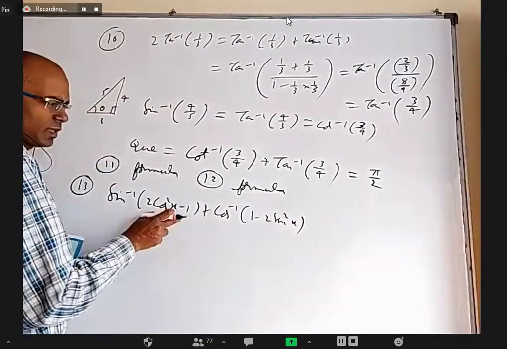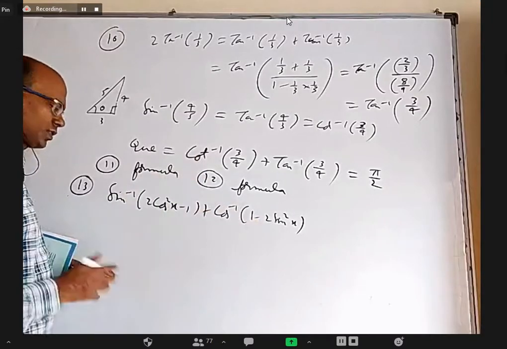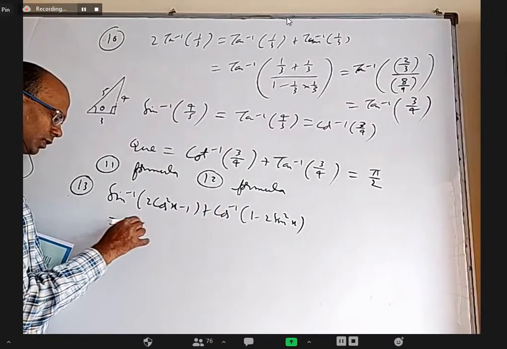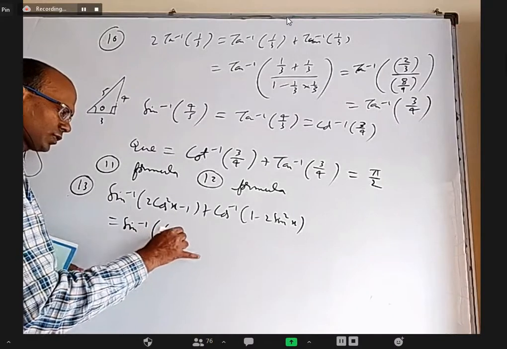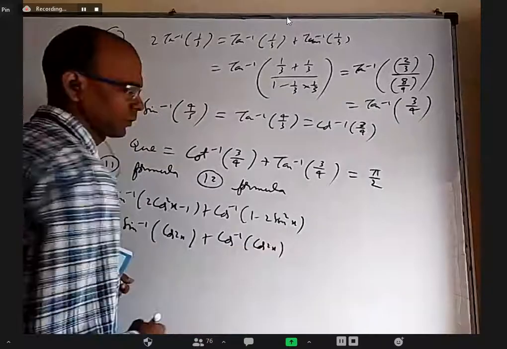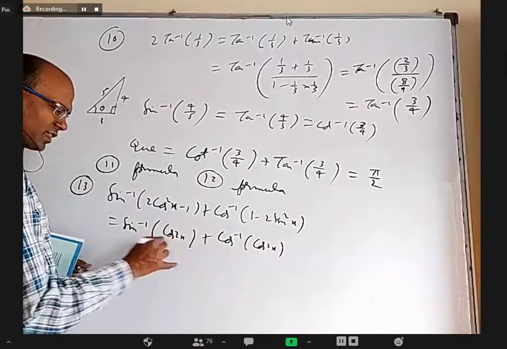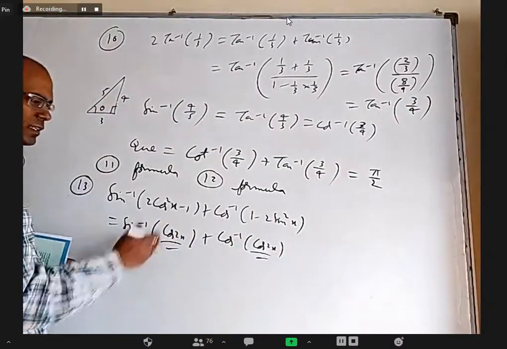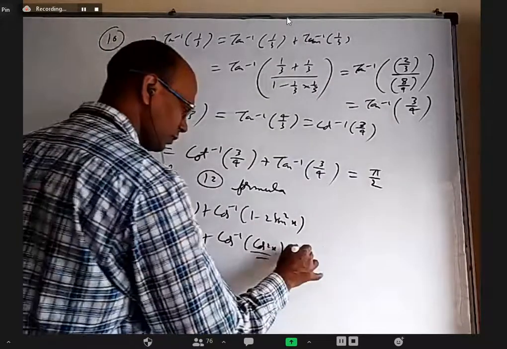This is the sin 2x formula. This is also cos 2x and cos 2x. So it will become sin inverse cos 2x plus cos inverse cos 2x. Sin inverse and cos inverse of the same thing. We know sin inverse x plus cos inverse x is pi by 2. So this is straight away pi by 2.